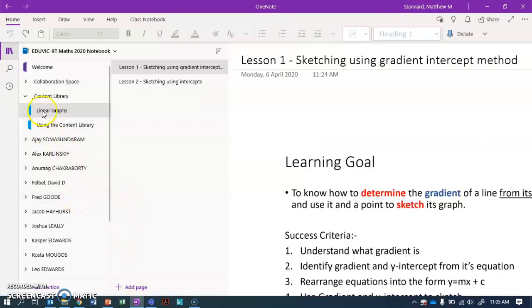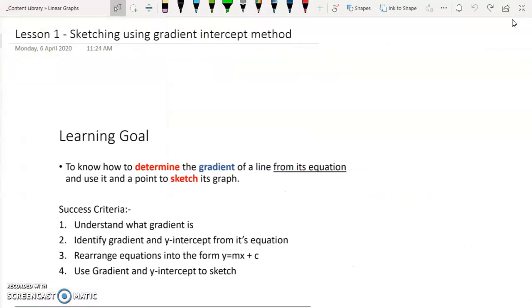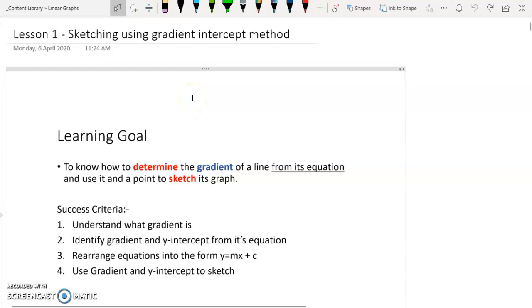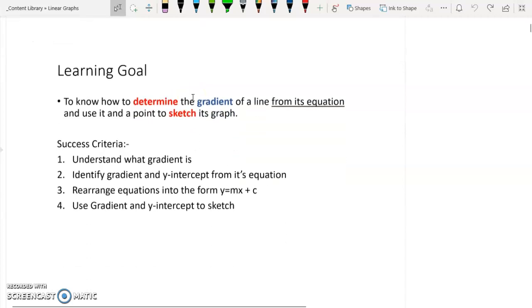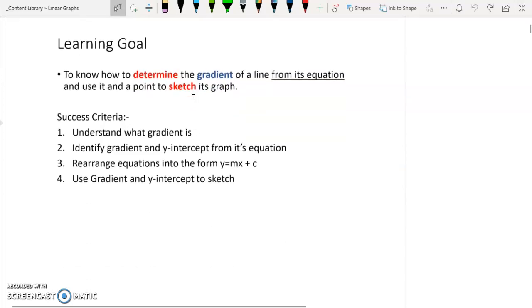Once you get here, in your content library, the first unit is linear graphs. Then we're going to have lesson by lesson here on your OneNote. Up here in the top right corner, go into full screen mode, and you'll be able to scroll through this. I'm going to annotate this so you'll have my notes, and we'll go from there.